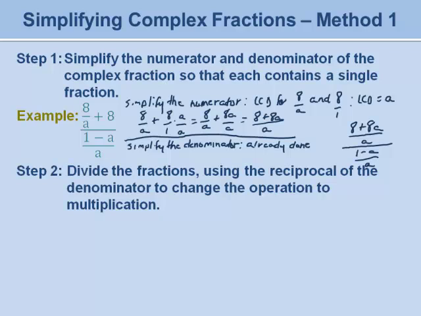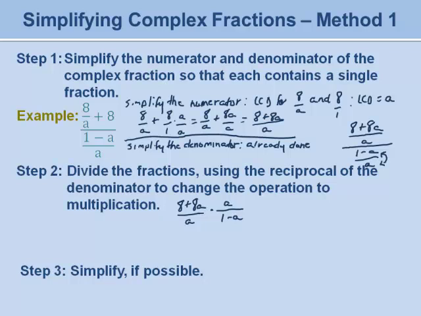Now the next step in a problem like this is to go ahead and divide the fractions. That's why we change this so that we have one rational expression in both the numerator and the denominator, because that means we can invert and multiply with the denominator. So we're going to take the 8 plus 8a over a, which was our numerator, and since we're dividing by 1 minus a over a, we're going to flip it over. That gives us a over 1 minus a, and then our division has changed to multiplication.